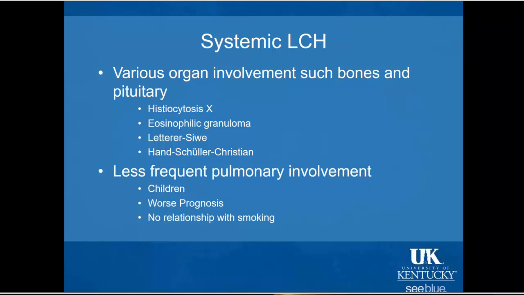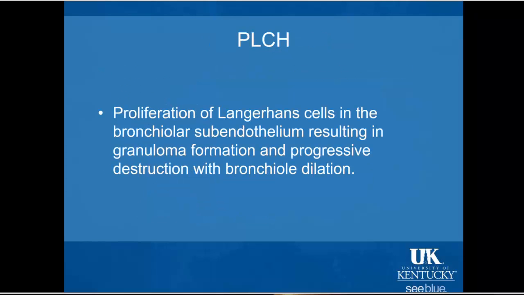So the next cystic lung disease we want to talk about is Langerhans-cell histiocytosis. Now, there are a variety of forms of Langerhans-cell histiocytosis, but most of those, the more systemic ones, have very infrequent pulmonary involvement. We instead want to focus on pulmonary Langerhans histiocytosis, which is a proliferation of Langerhans cells in the bronchiolar subendothelium that results in granuloma formation and destruction of the bronchi.